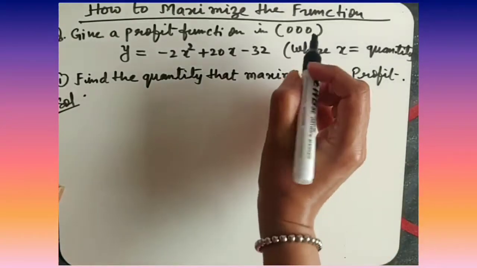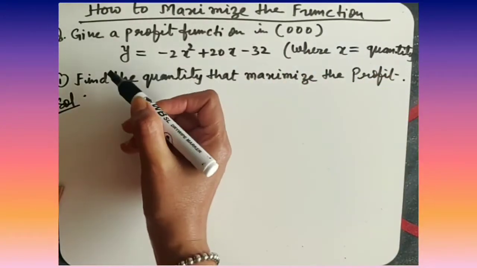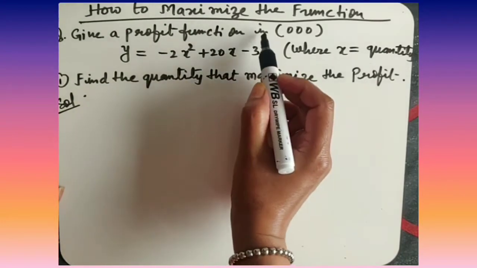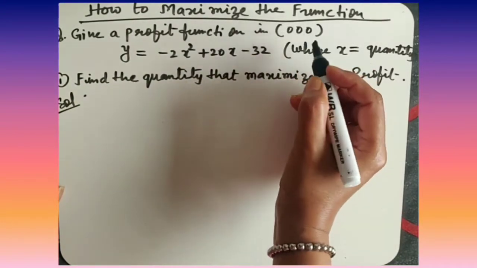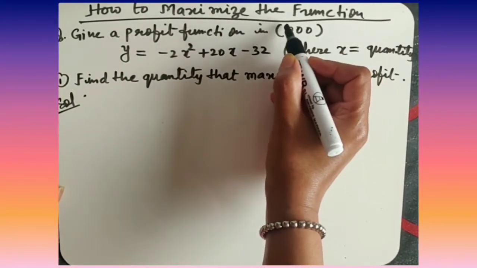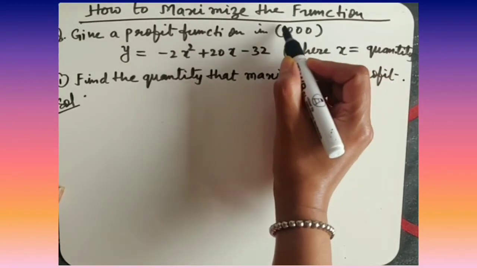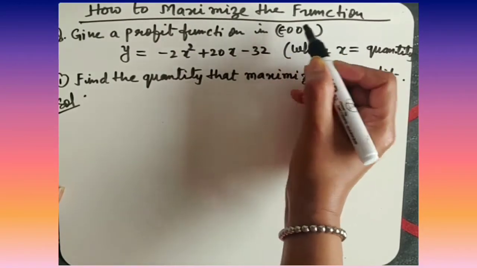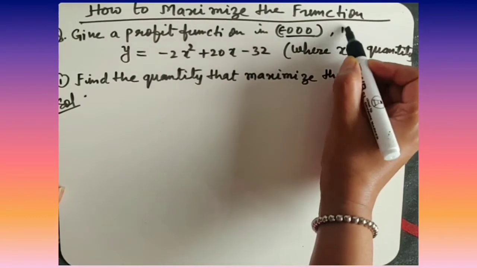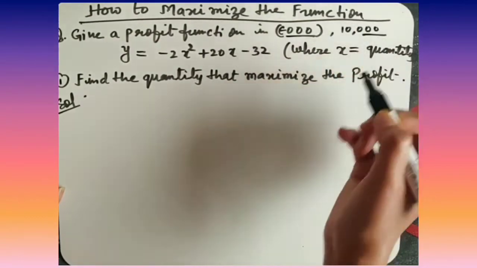How to maximize the function. So the question is, given a profit function in thousands, here you can take anything, either dollar, pound, euro or rupees. So I'm taking euro here. So if your answer is 10, it means 10,000 euro.